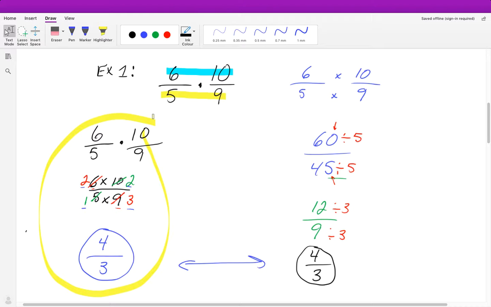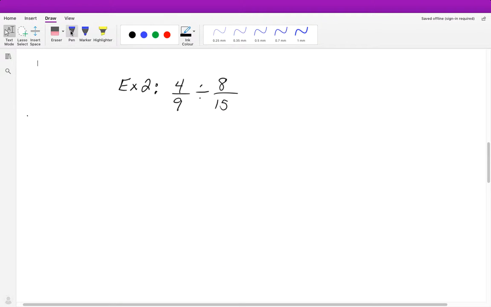All right, so that's the only problem for multiplication we're going to go through. Now we're going to do 2 of them for division. All right, the reason why we're doing only 1 for multiplication is because when we do division, we need to rewrite it.